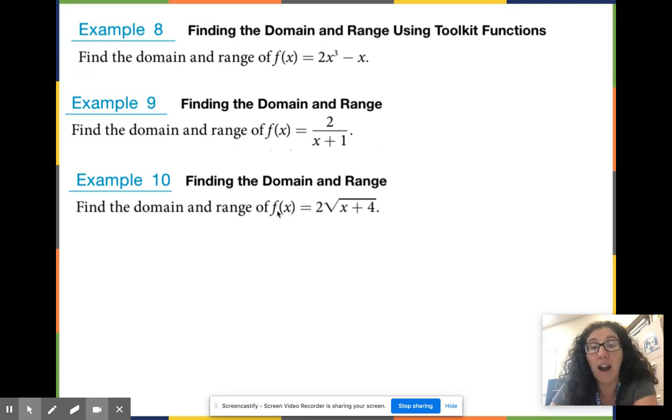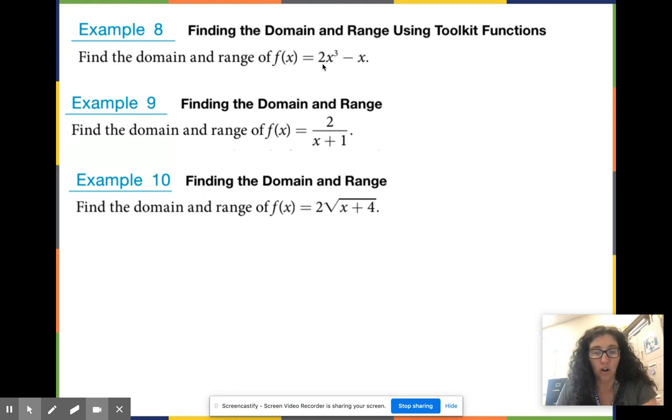Okay, so that's using graphs. Now let's say, okay, what if we have equations? What's the domain and range of an equation? Okay, well, let's start with this example 8 up here. Find the domain and range of f of x equals 2x cubed minus x. And it says domain and range. We're really interested in the domain at this point. Okay, so let's just find the domain. This is a polynomial, right? So one thing that's good about polynomials is the domain is always all real numbers, okay?